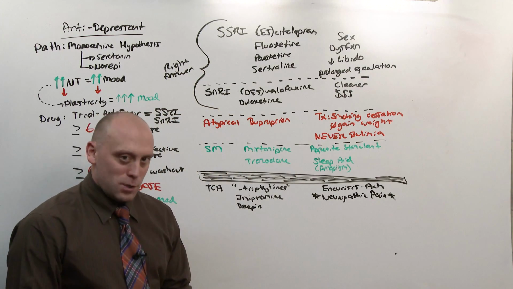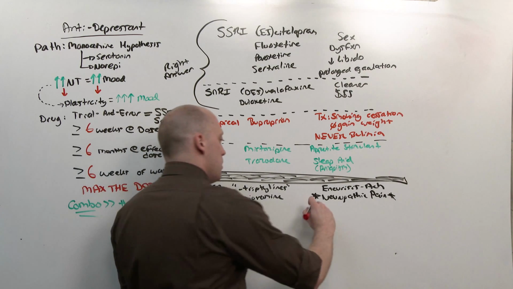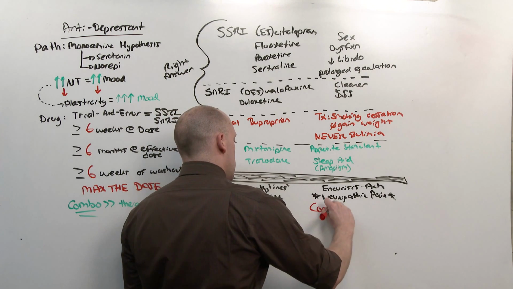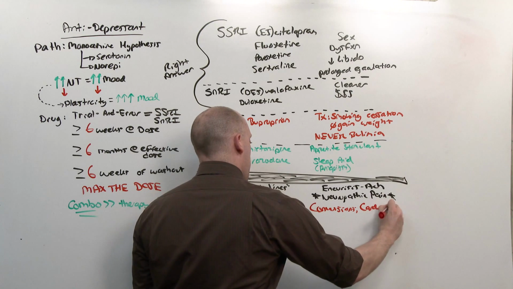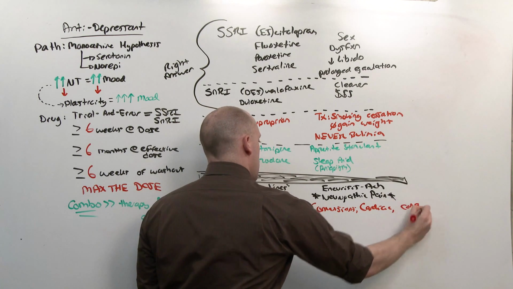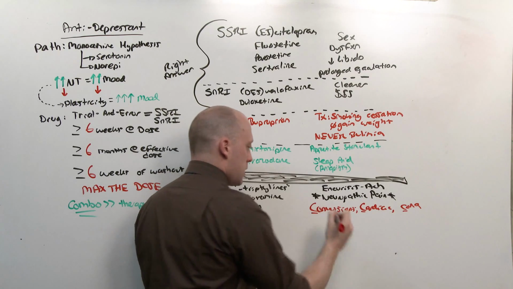But if you see a test question about a TCA, you're probably going to get asked about the 3 C's, which is going to be convulsions, cardiac toxicity, and coma. That is, it causes altered mental status, prolonged QT, and other arrhythmias, and it can cause seizures.